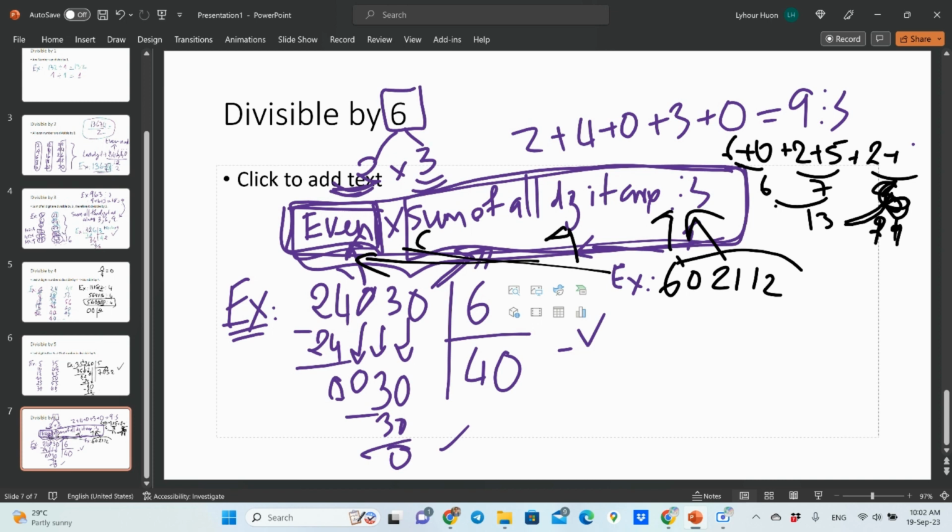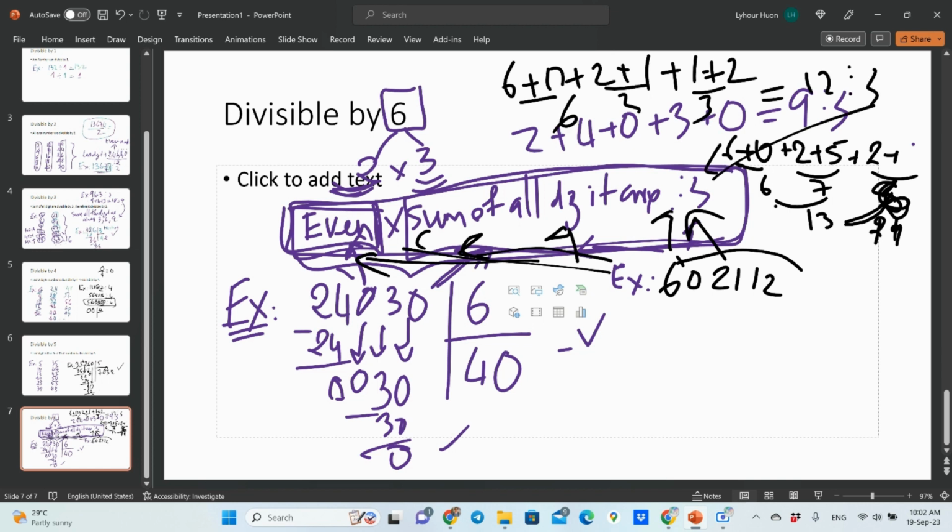So, yes, it's an even number. First of all, the sum of all digits will be 6 plus 0 plus 2 plus 1 plus 1 plus 2, which is 6, 3, 3, which is 12. So it's divisible by 3. So it completes those two conditions already. So now let's check whether it's divisible by 6 or not.